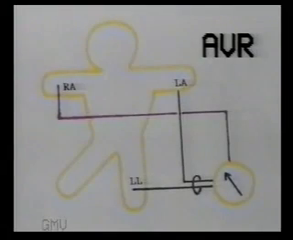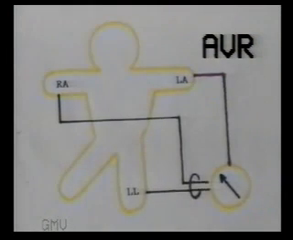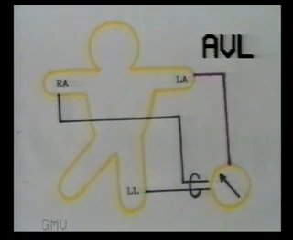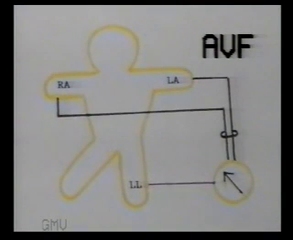Hence the letter A is used to designate an augmented lead. Thus AVR means augmented unipolar lead of the right arm. The exploring electrode is on the right arm, while the left arm and leg are connected to the neutral electrode to augment its potential. AVL means augmented unipolar lead of the left arm with exploring electrode on the left arm. And AVF means augmented unipolar lead of the left leg with exploring electrode over the left leg.